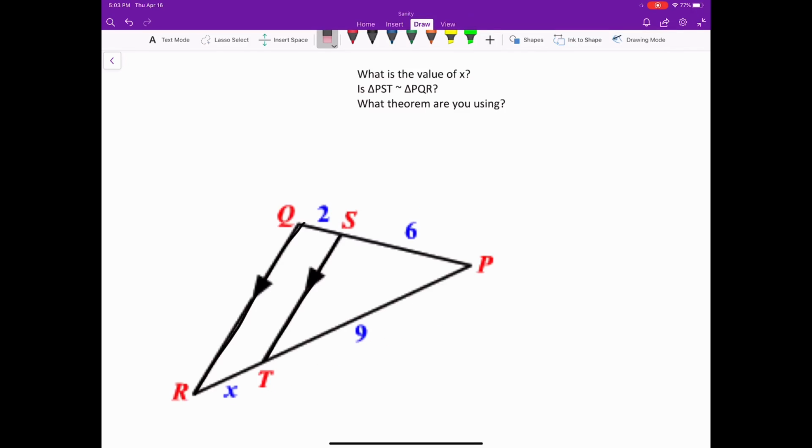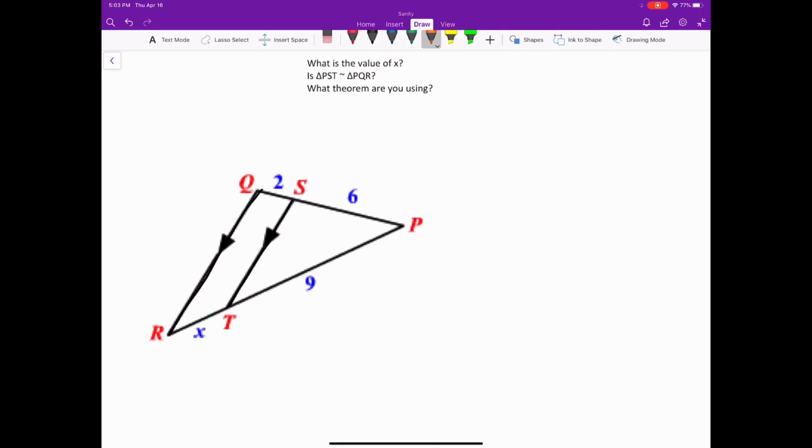So again, I'm going to color code these sides that are going to be proportional. So this proportion of 6 to 2 is going to be the same proportion as 9 to x. So I'm going to set this up and say 6 over 2, like my orange over my green has to be the same as my orange over my green here. Again, keeping consistent with that ratio, so 6 over 2 is equal to 9 over x.